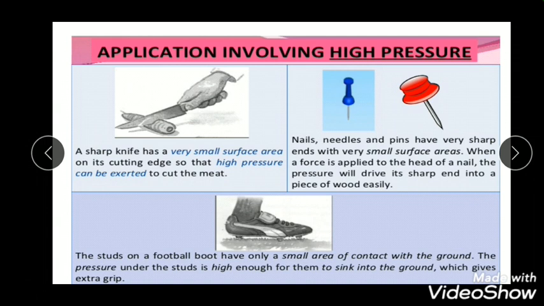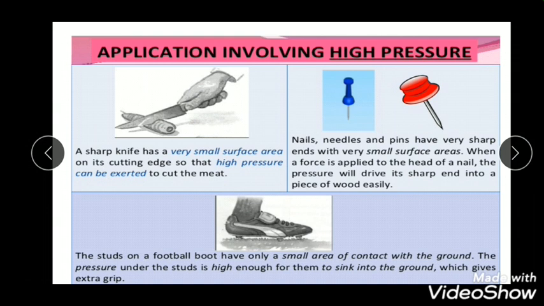Now we can see some daily life situations where we apply this theory, decreasing area and increasing pressure. Look, that's a cutting tool, a knife. A knife has a very sharp edge, because the area is made less to increase the pressure. So with very less force, with very less effort, we can cut things.